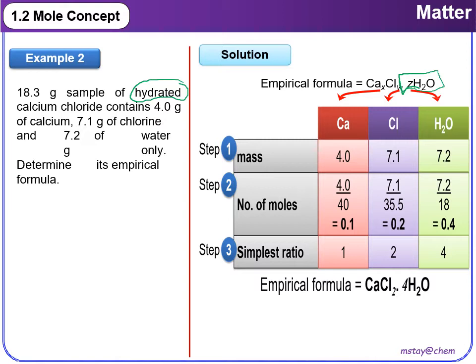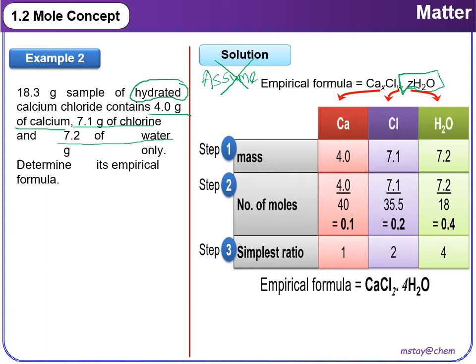And then in this question, basically you can see they let us know there is 4 gram of calcium, 7.1 gram of chlorine, and 7.2 gram of water. When the percentage is not given, generally we do not need to make an assumption. So if you look at the solution here, there is no assumption. Okay, an assumption in this case is not needed, because percentage is not given.